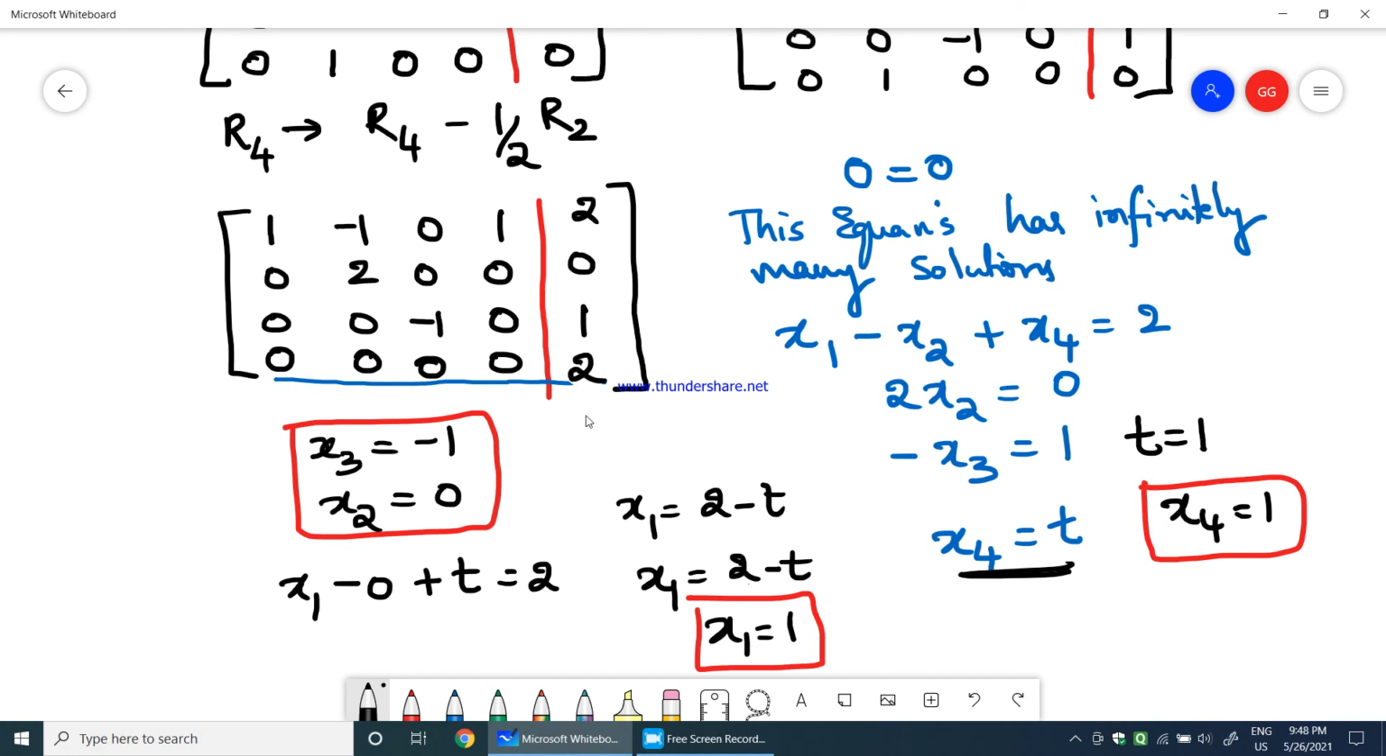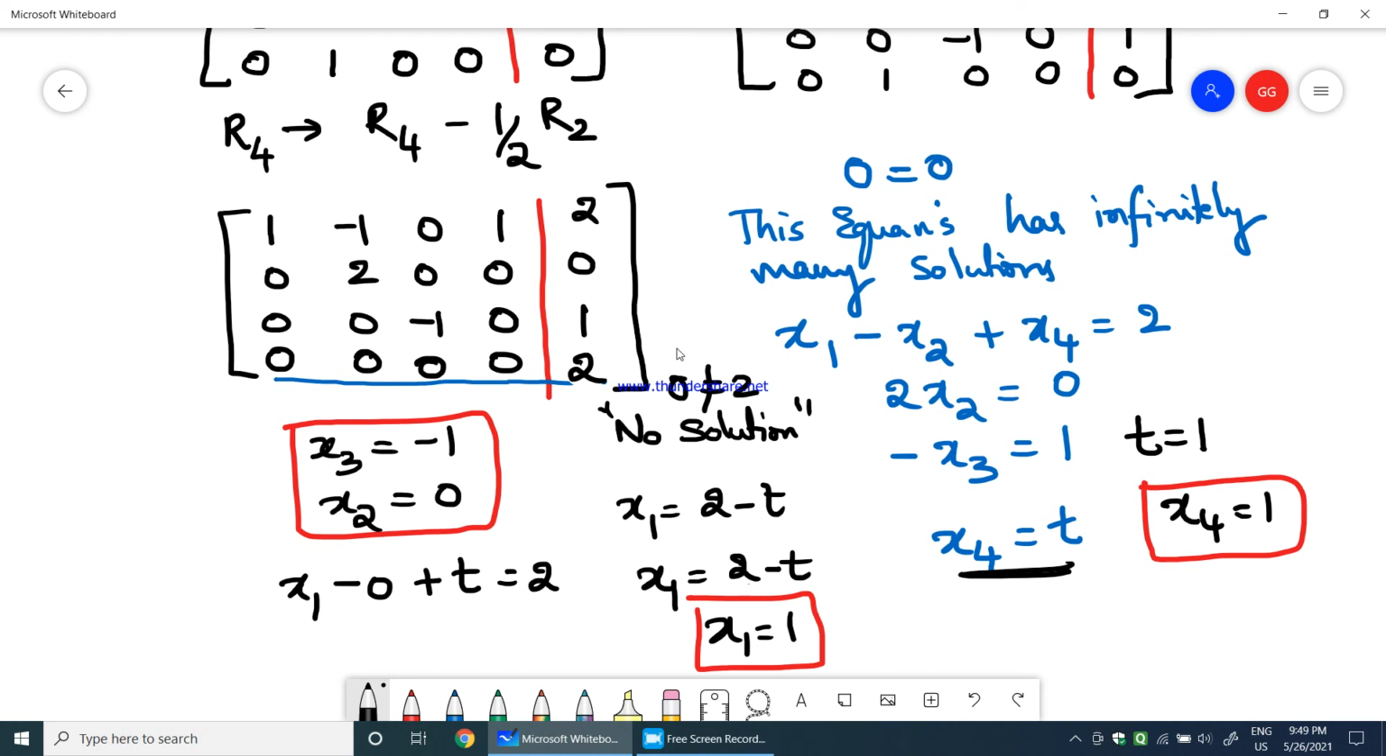Now think, for example, if this 0 is replaced by some value, 2 for example. I am just giving you an example. If this is not 0 and at the end you got this to be 2, then we see that 0 is not equal to 2. Then in such a case we say the system doesn't have a solution, no solution. Such systems are not consistent linear combinations, because you got 0 which is not equal to 2.